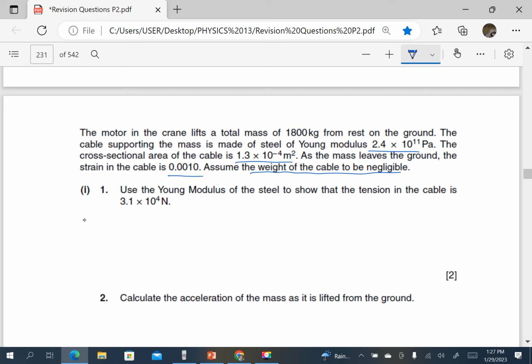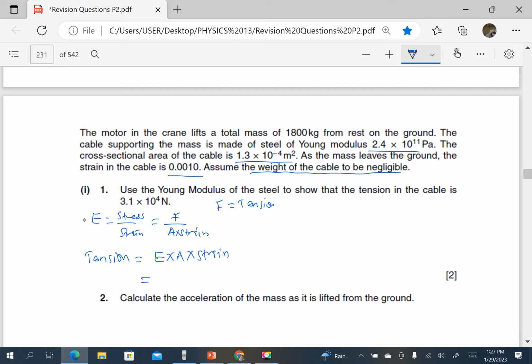So we know that Young modulus is equal to stress over strain. That will be equal to force over area. The strain is in the denominator, so it is times the strain. The force here is going to be equal to the tension. Making the force the subject, the tension is going to be equal to Young modulus times area times the strain.